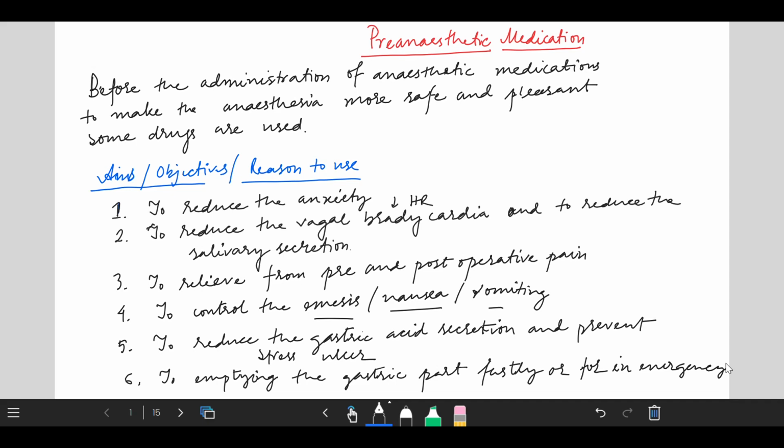Okay. Now, for this purpose, obviously we need some specific medications as pre-anesthetic medication treatment. So we will look at the medications used.